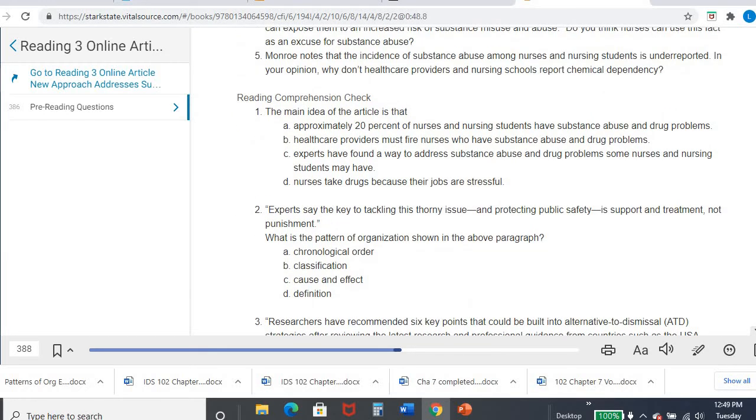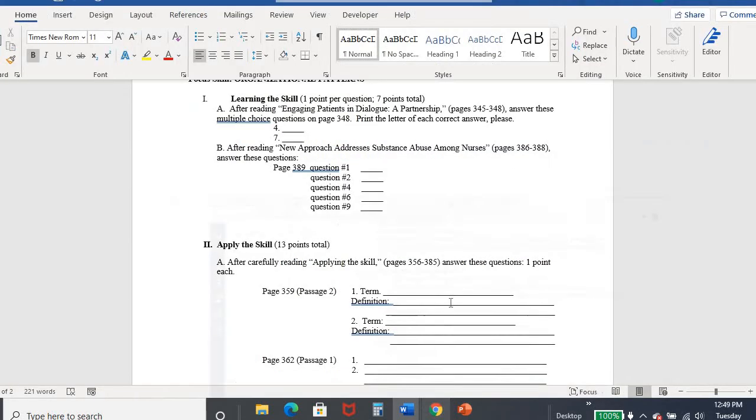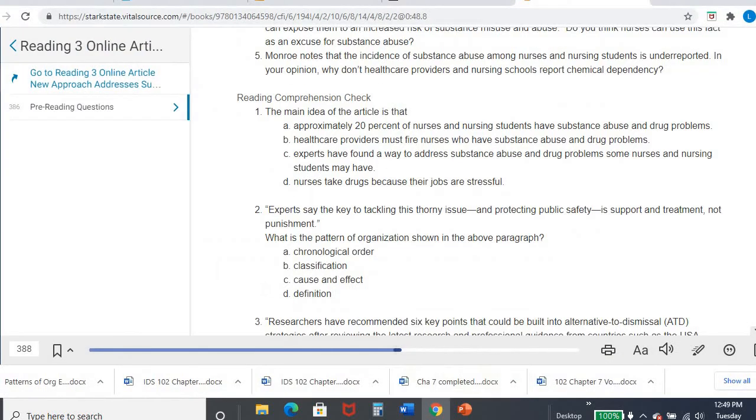Okay. Whenever you are done reading, you are answering, as you can see here, questions 1, 2, 4, 6, 9. I'm going to do a couple with you now. Number 1 you're going to do on your own because I want you to be able to tell me what the main idea of the article was. But we are going to do number 2 together.